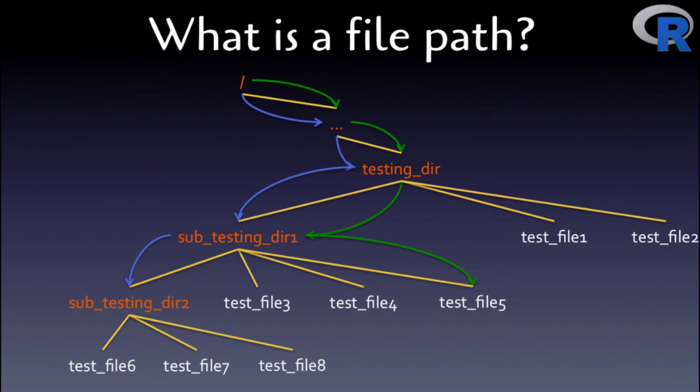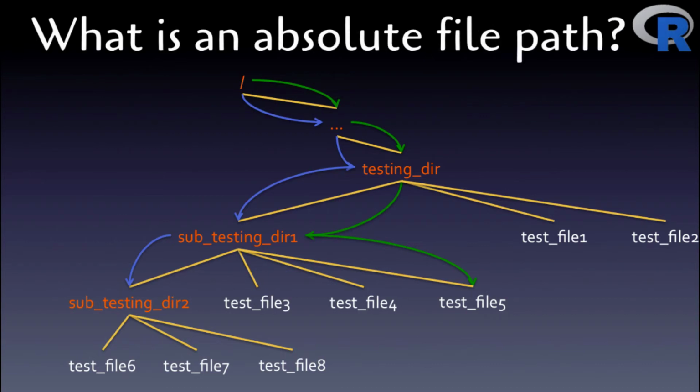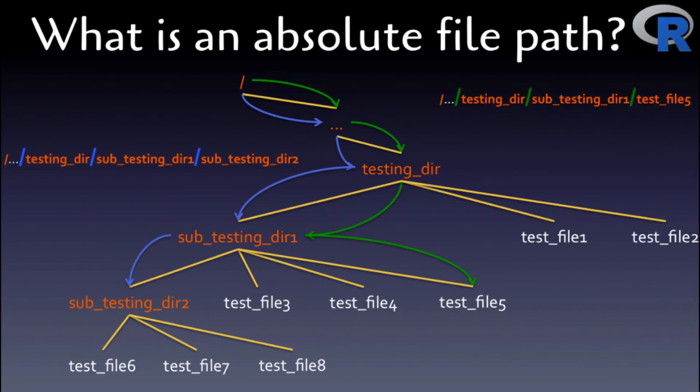So, for writing down the absolute path leading to sub_testing_dir2, you would first need to add the root folder that is always signified with the first /, then the folder that is within it, while the rest of the folders of the path that lead to sub_testing_dir2 are separated with more /. Notice the two different uses of the /.